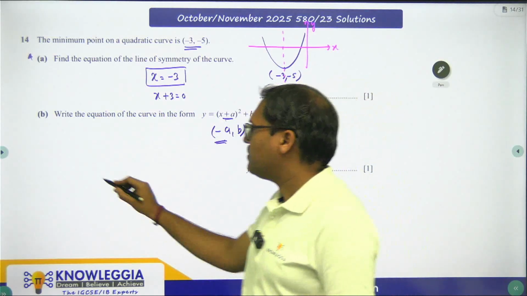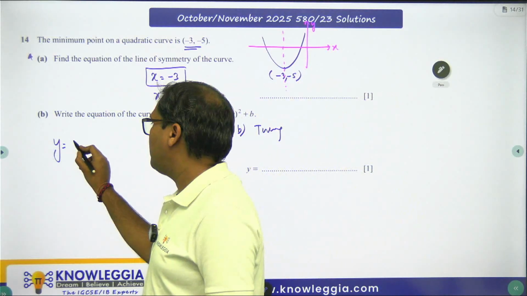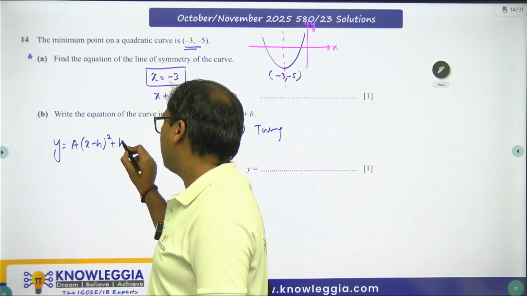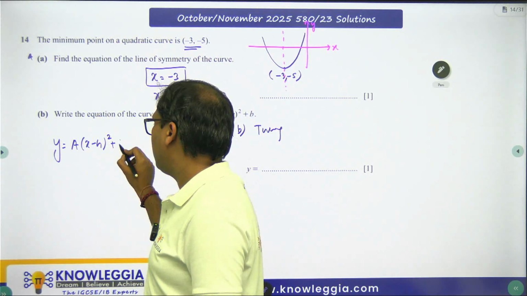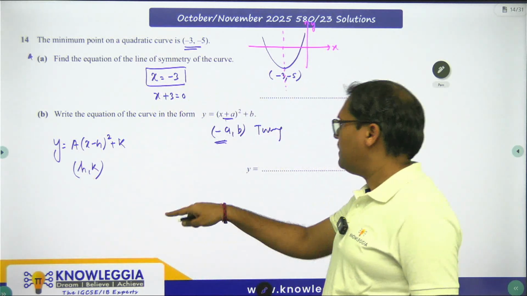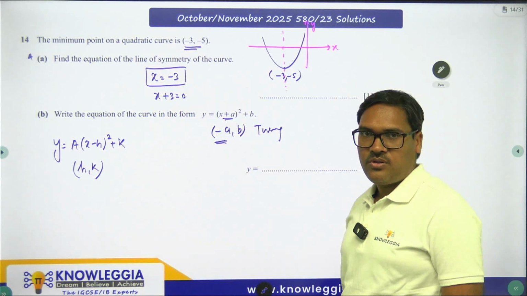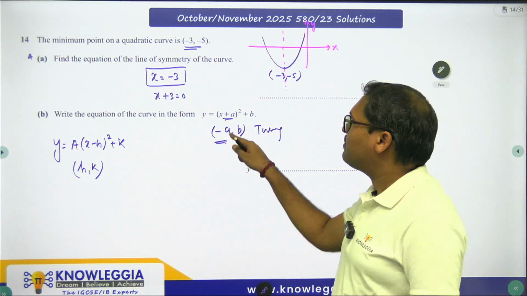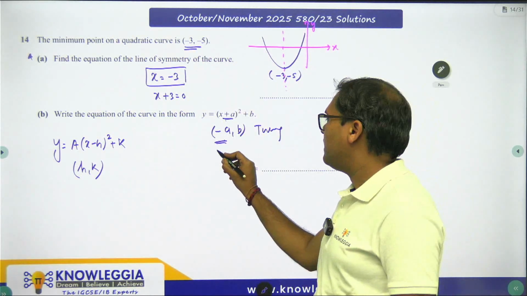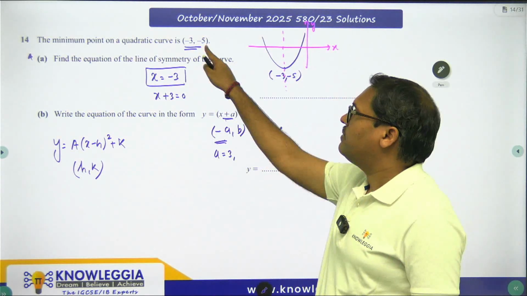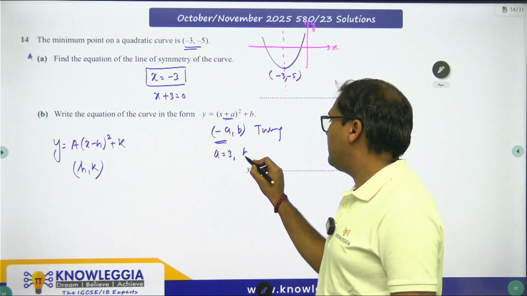I hope this is clear, because we know if you have y is equal to some a, x minus h squared plus k, the turning point is h comma k. So here they have given that this is in the form. So what is the turning point? The turning point is minus a comma b. What is minus a? Minus a is 3. So what is the value of a? A is equal to 3. Correct? And what is b? B is minus 5.